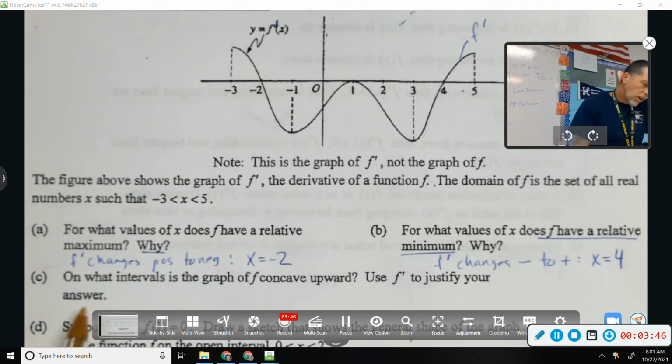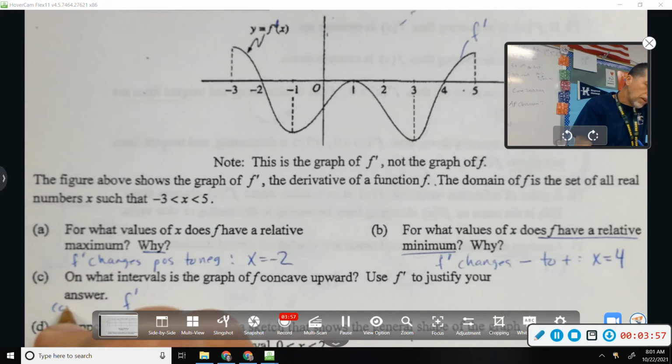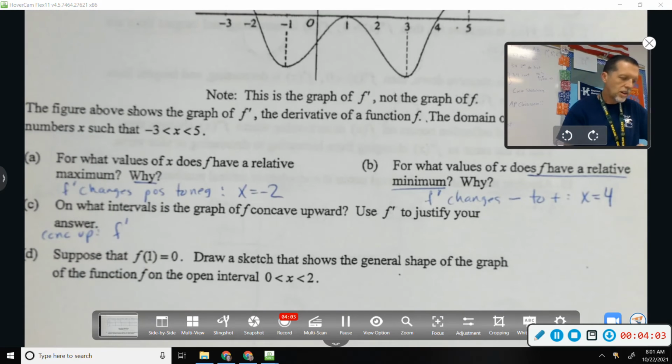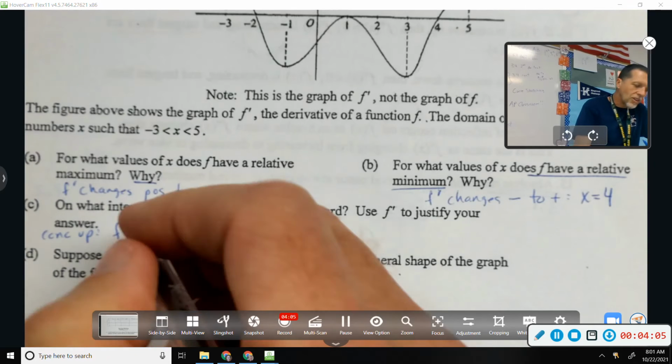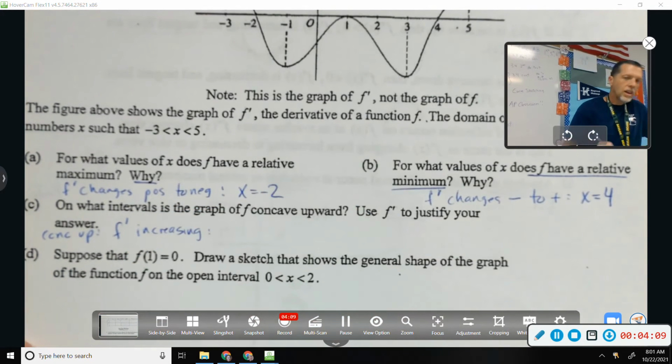Part C. On what intervals is the graph of f concave upward? Use f prime to justify your answer. So we're concave up when f prime, we said this on the Things I Know worksheet, is increasing. When f prime is increasing, f is concave up.